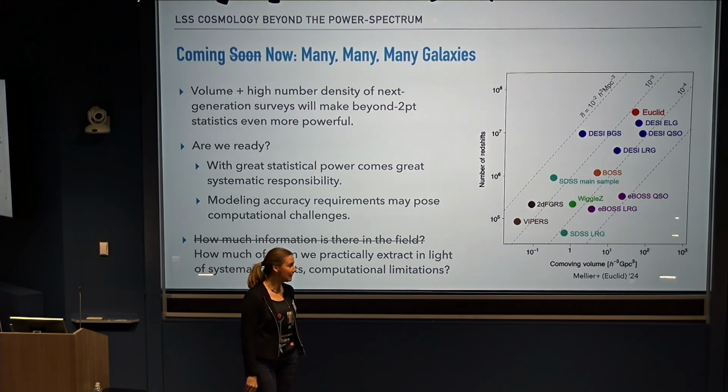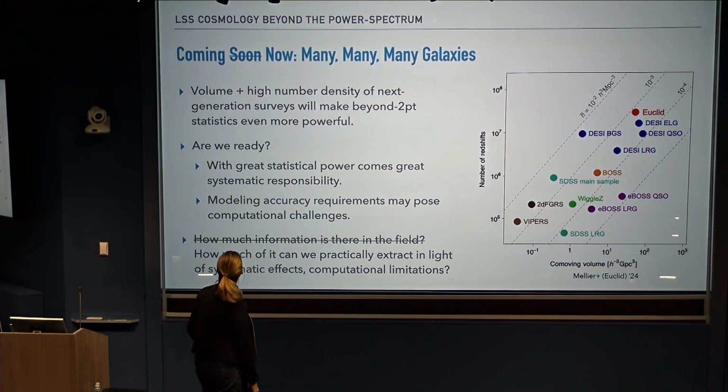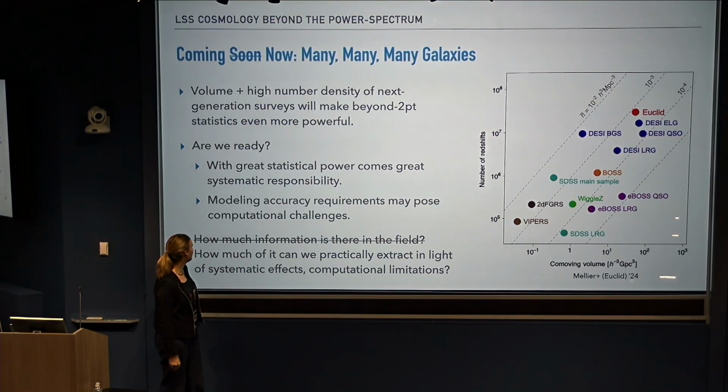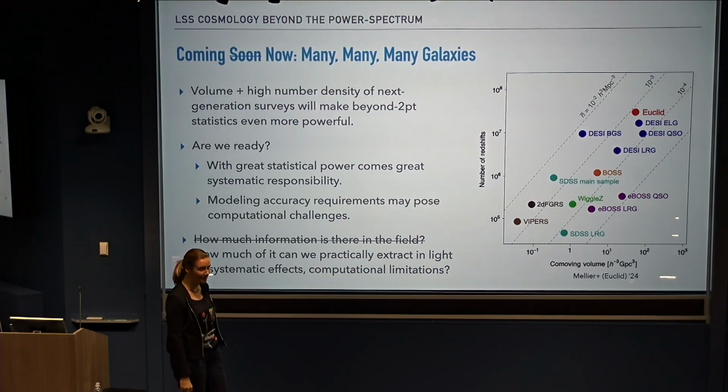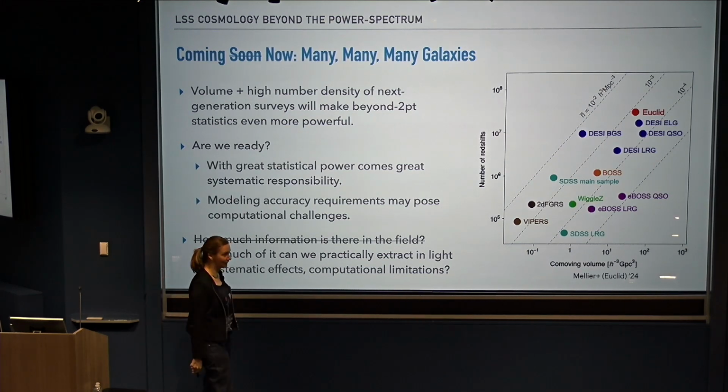And of course, the big question is, are we ready? And this is really then driven by the computational challenges and modeling accuracy. So I think that rather than asking how much information is there in the field or in all higher order statistics combined, the practical question we should be asking is how much of it can we practically extract in light of systematic effects and computational limitations.